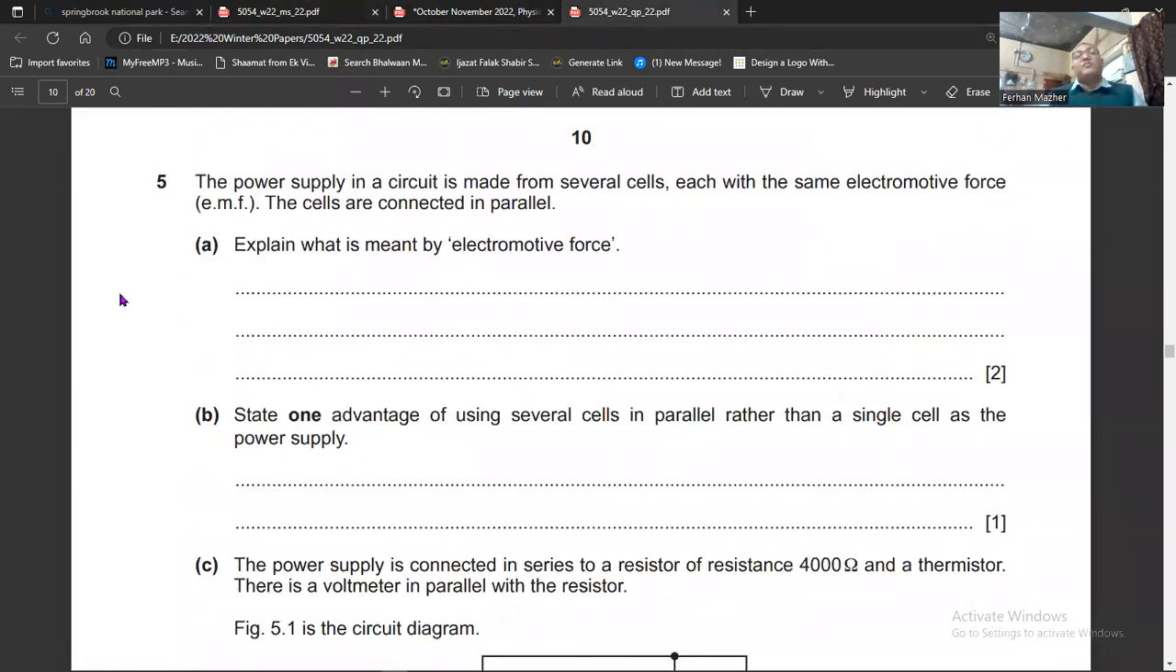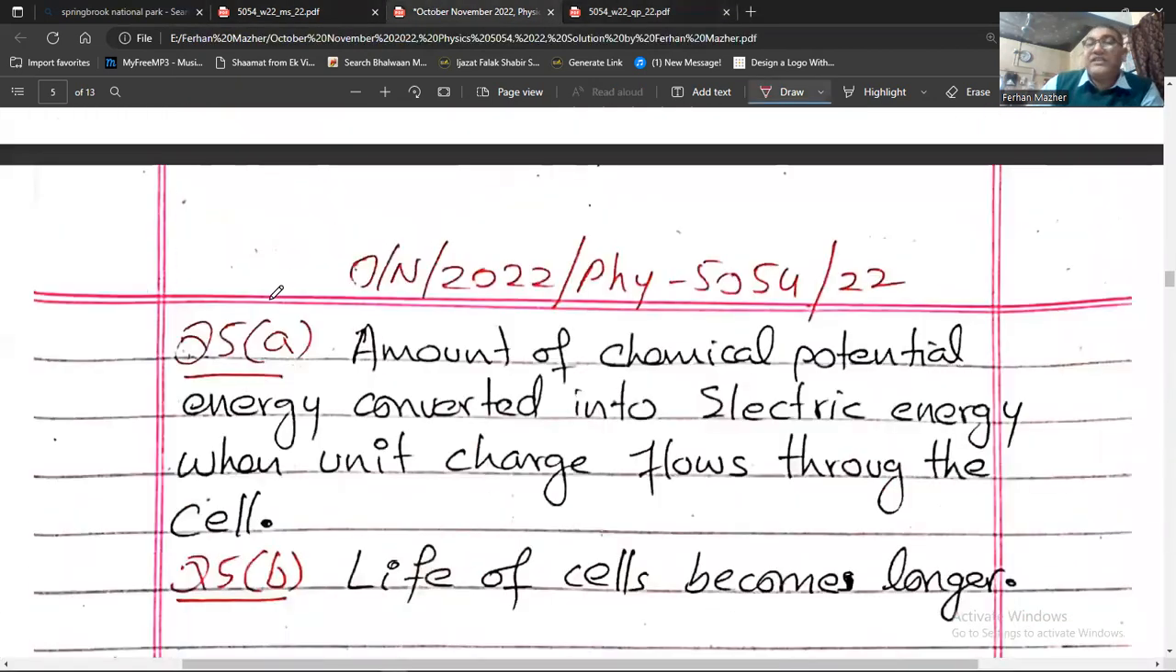He says the power supply in a circuit is made from several cells, each with the same electromotive force, EMF. The cells are connected in parallel. Explain what is meant by electromotive force. Electromotive force is the amount of work done by the cell to move unit charge in a closed circuit. Another definition is the amount of chemical potential energy converted into electric energy when the unit charge flows through the cell. So I have written the second one.